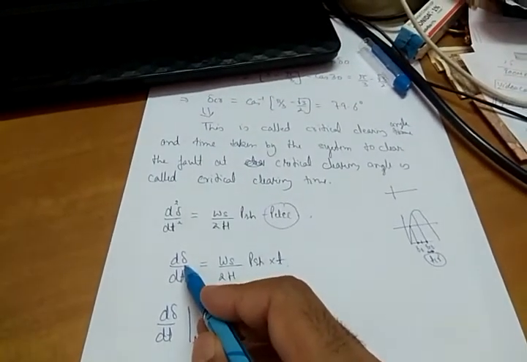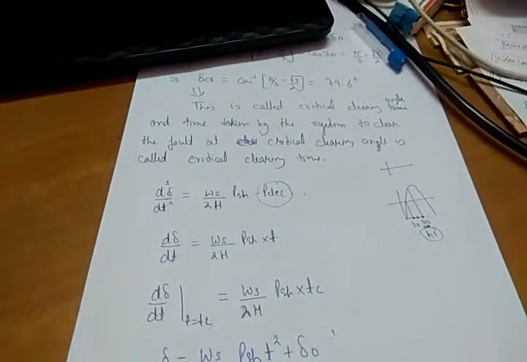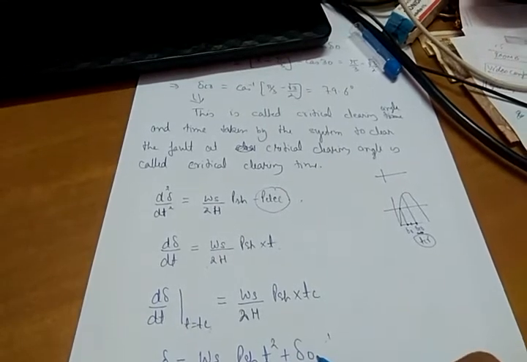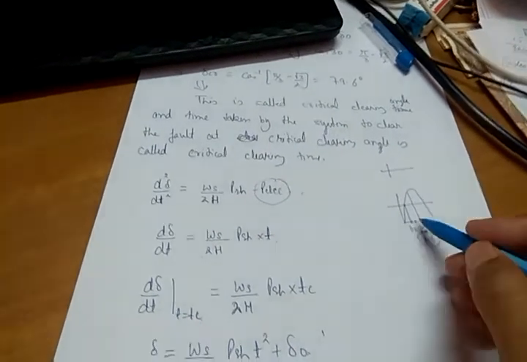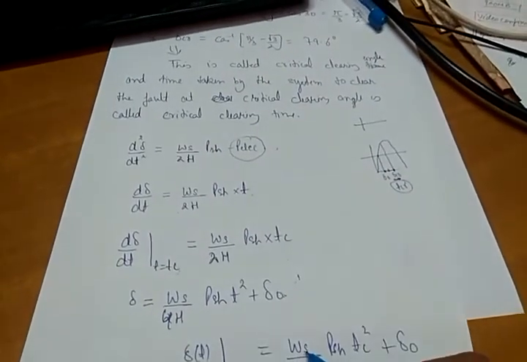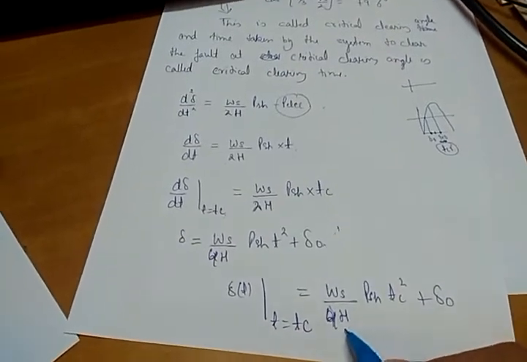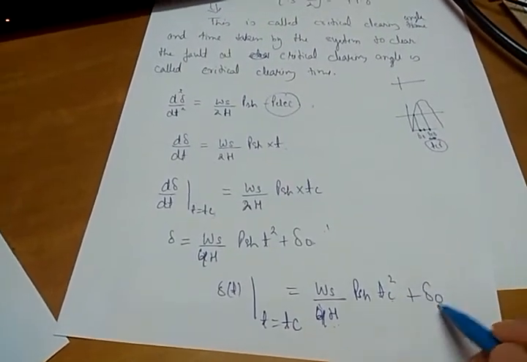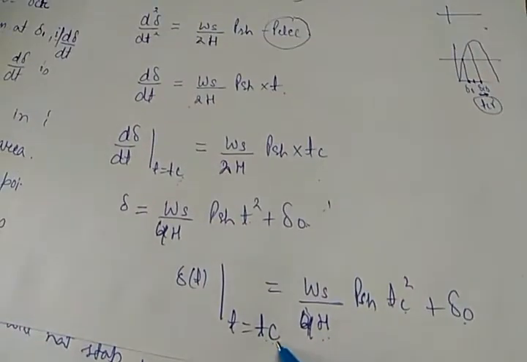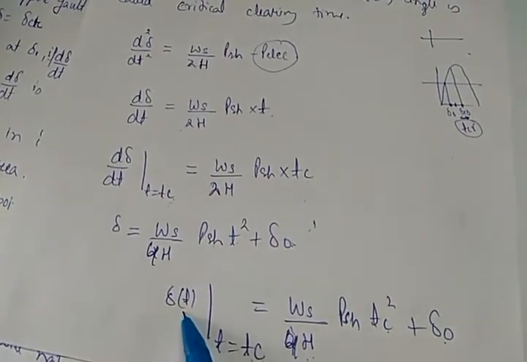Further integrating this equation, I will get delta is equal to omega s divided by 4H P shaft t square plus delta naught, the initial angle. So at time t equal to Tc, I will get omega s divided by 4H into P shaft Tc square plus delta naught. This is the fault clearing time. So when Tc becomes equal to TCR, delta will become equal to delta CR.